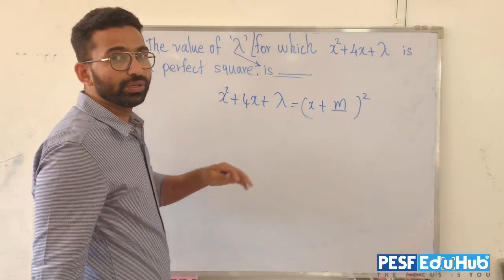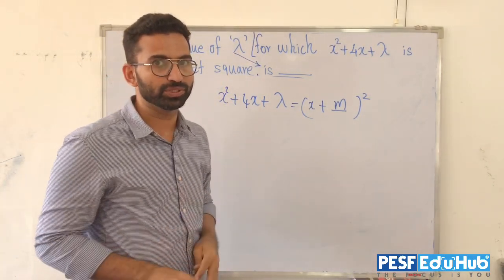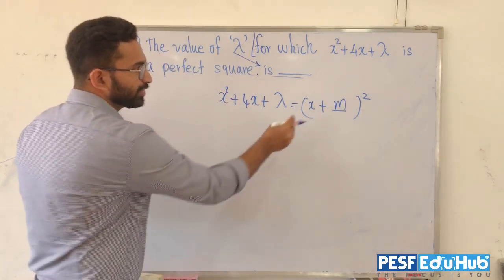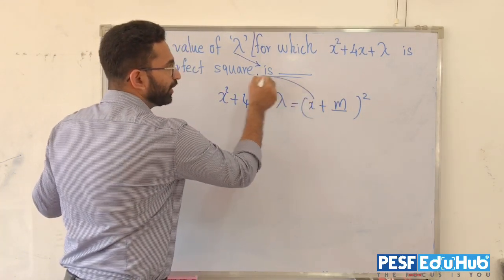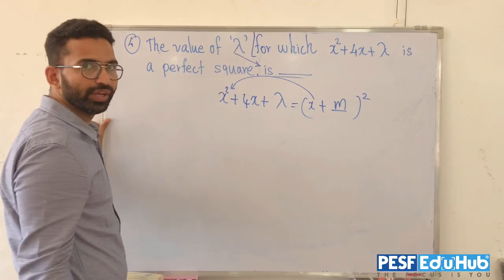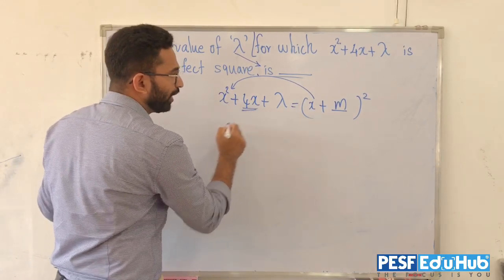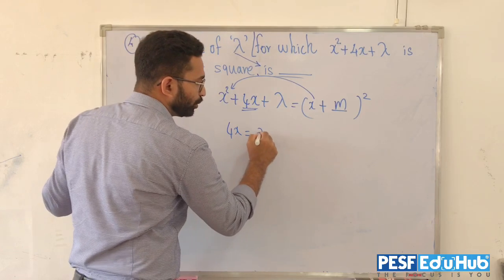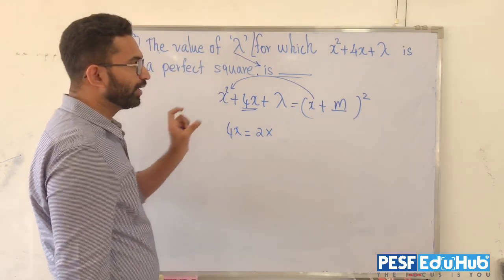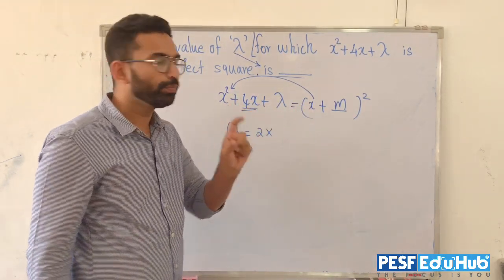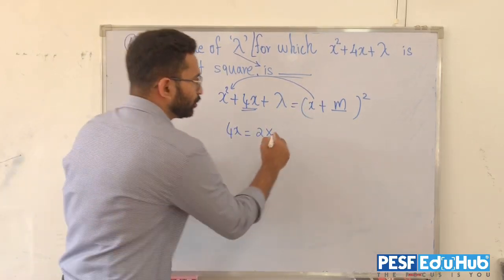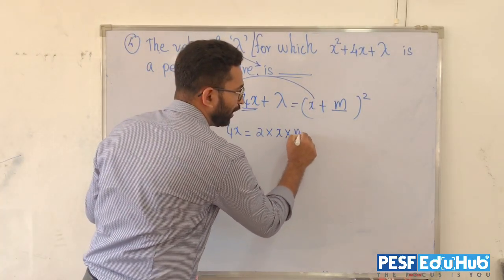I don't want you to write a, b again and get confused, so just introduce any other variable, no problem. When I expand this, I will write x square, and what will be your middle term? This middle term, 4x, is going to be equal to 2 into x into m, because I know the formula: x plus m whole square equals x square plus 2 into x into m.